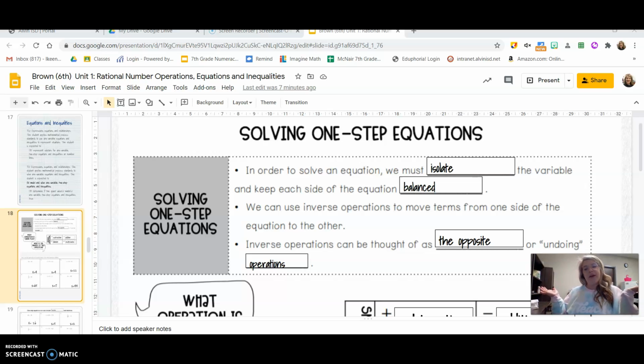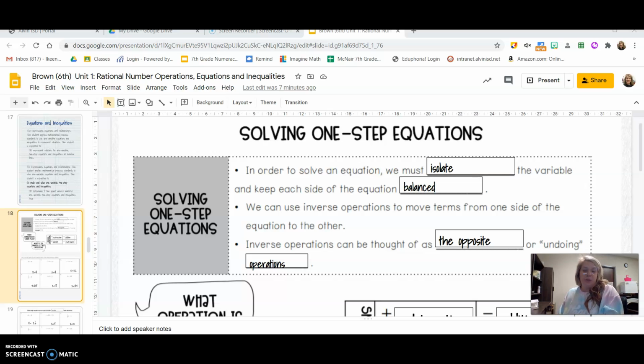You can kind of equate that to the balance that you used to have in primary classes, where you put the little teddy bears in and you watch to see how many teddy bears you could add on both sides in order for the sides to be equal. They were balanced. We can use inverse operations to move terms from one side of the equation to the other.